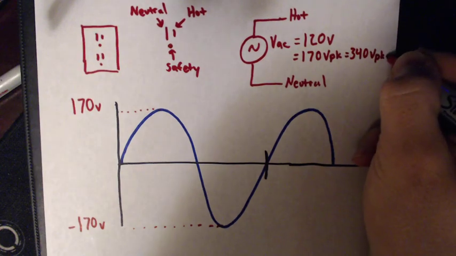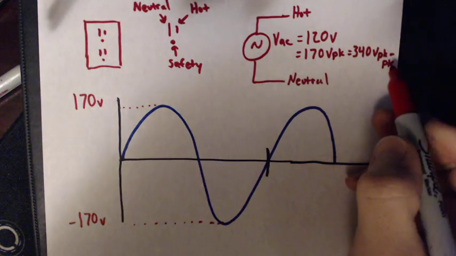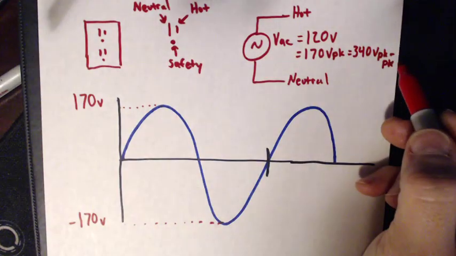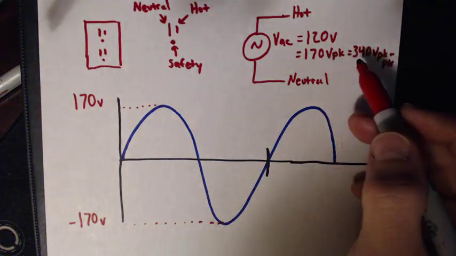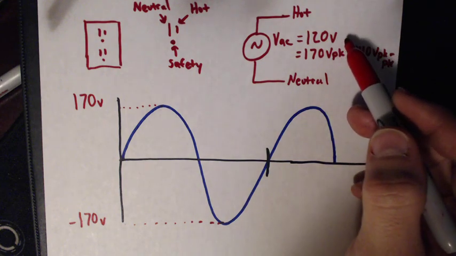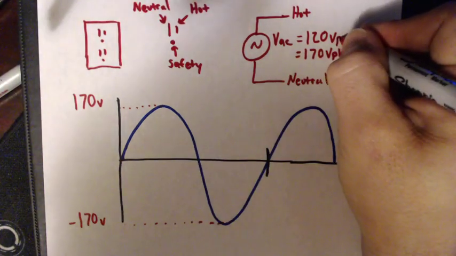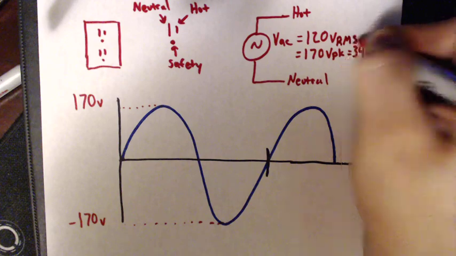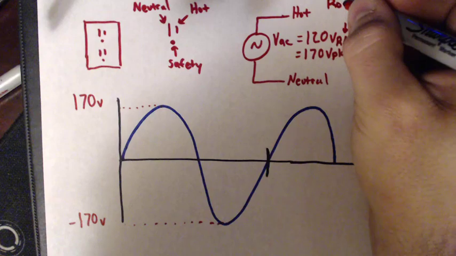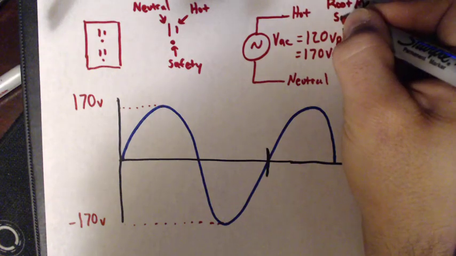Oh, I'm going to have to squish this in. Okay, imagine this is all on the same line. Peak to peak voltage, 340 volts peak to peak, which is the same as 170 volts peak, which apparently is also the same as this 120 volts RMS. And remember, RMS stands for root mean square.